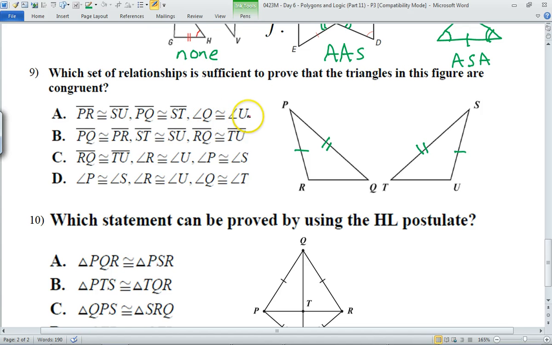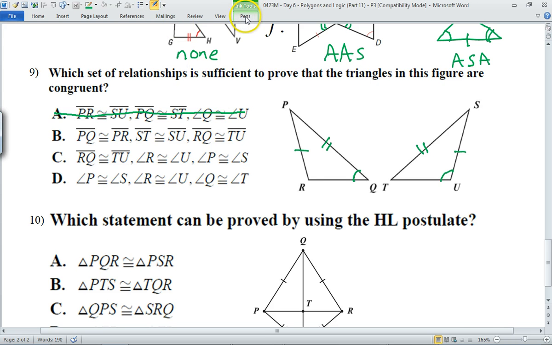Angle Q is congruent to angle U. Whoa. That's no good, is it? It doesn't even look right. But they could say drawing not to scale. But still, if it were going to be something, this would be side angle, which is not a choice. So A did not work out. That's a no.